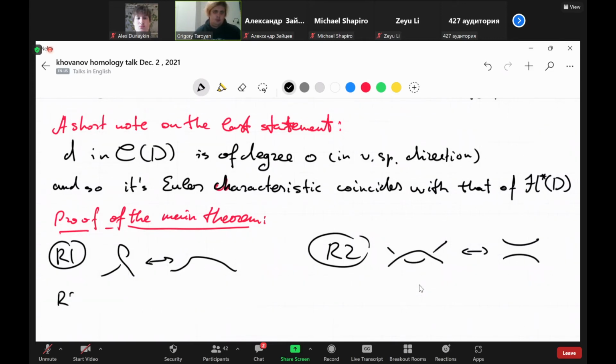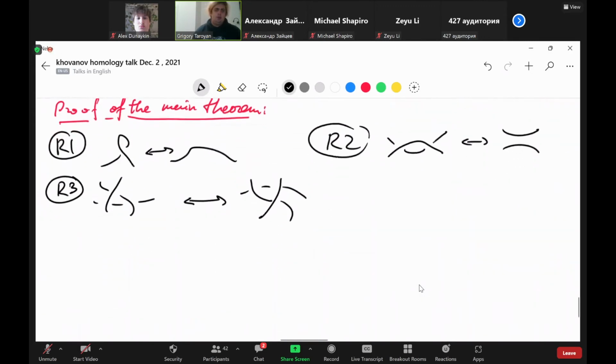And R3 looks like this. Okay. So we once again are guided by the way we prove something similar about the Kauffman bracket. Well, the Kauffman bracket is itself not invariant, but the Jones polynomial is, because of renormalization.